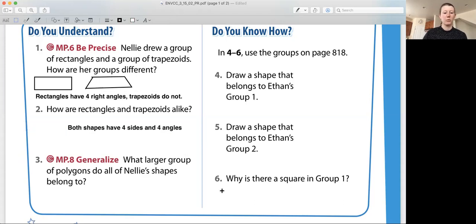Okay, what larger group of polygons do all of Nellie's shapes belong to? We already answered that. They both belong to the group of quadrilaterals because they have 4 sides. Actually, let's make that shorter just to save everybody time. I'm going to say quadrilaterals. They both have 4 sides.